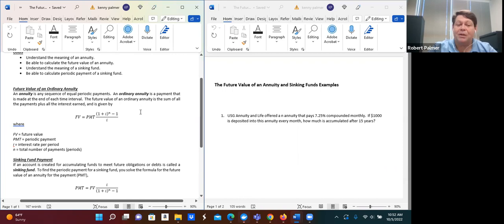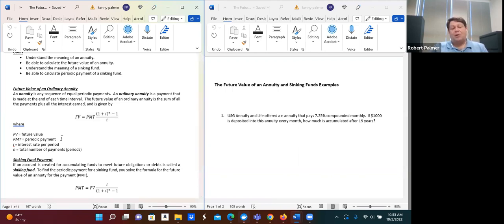Future value of an ordinary annuity is the sum of all the payments plus the interest earned, what we mentioned before, as given by this formula, where FV is your future value. That's the amount at the end of all the payments. Of course, PMT is your periodic payment. We're calling it periodic because it could be monthly, but it could also be twice a month, four times a year, twice a year, maybe even just once a year. Just depends on what the terms are.